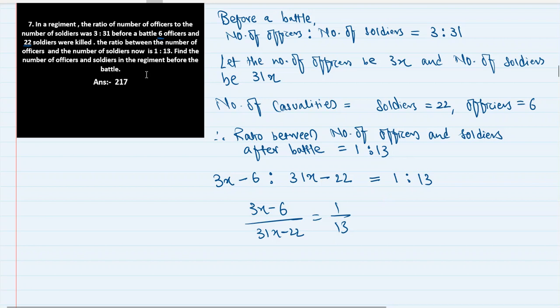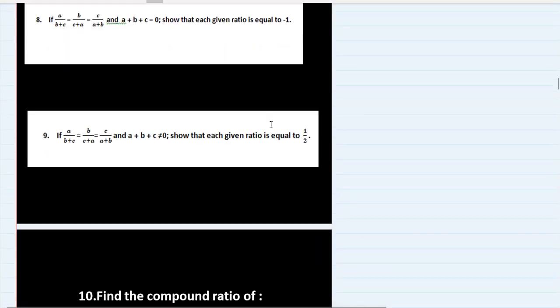Okay, so I hope that you have solved it and the value of x comes out to be 7. If the value of x comes out to be 7, then the number of officers will be 21 and the number of soldiers will be 217 before the battle in the regiment. Okay, let's go to the next question.